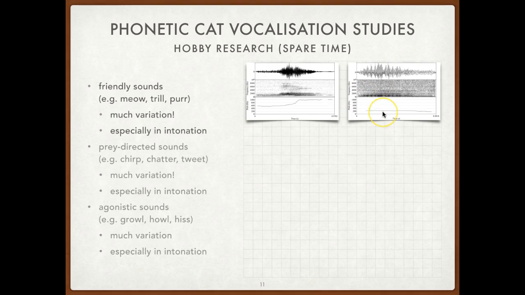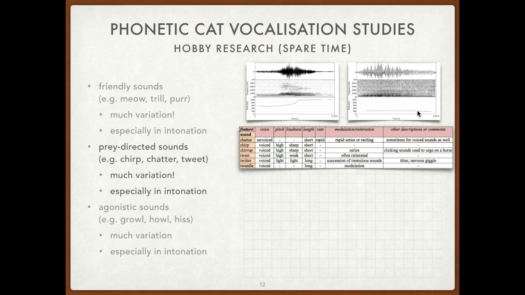And this is a trill, much lower in frequency and fairly level fundamental frequency. Not much going on in the melody there. Now, I even looked at these prey-directed sounds, the chirp, chatter, tweet sounds, and found so much variation that I had to sort of get it into some system. So I made a typology or taxonomy of the sounds that I found, and I found very much variation in the melody, in the intonation.